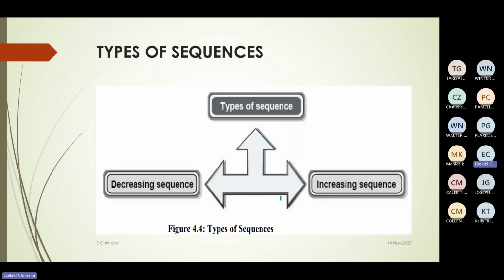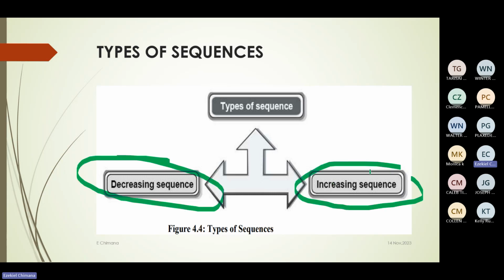Okay, so let's look at the types of sequence. We have the decreasing and increasing sequences. If it is a decreasing sequence, you are starting from the higher value and just going down. Maybe from positive going to the negative side, that's the decreasing sequence. And if it is an increasing sequence, it means the first term is smaller than the second term.